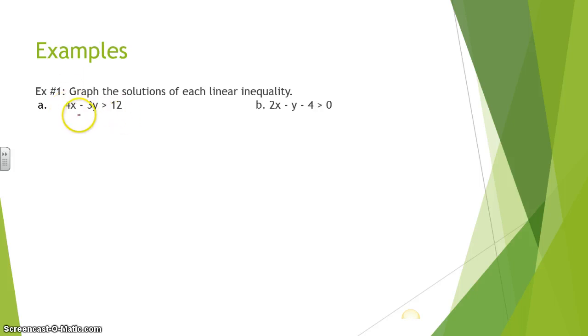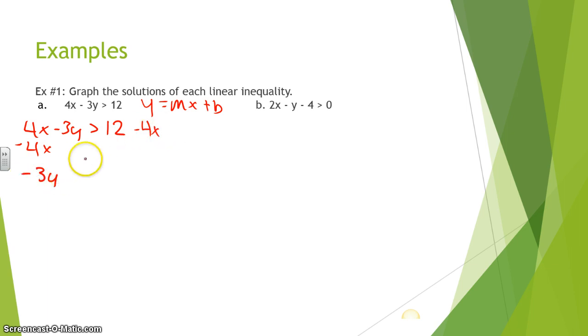The first example, so we have 4x minus 3y is greater than 12. We need to put this in the y equals mx plus b form. Remember, we will be replacing that equal sign with the inequality sign, which for this one is the greater than sign. So I have 4x minus 3y is greater than 12. I'm going to first subtract 4x from each side. So what I have is negative 3y, I'll write it in the mx plus b form, is greater than negative 4x plus 12.